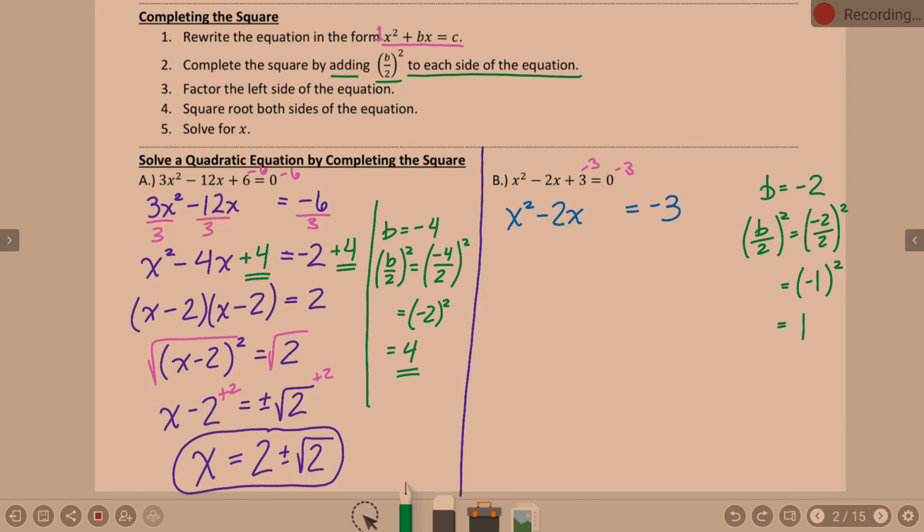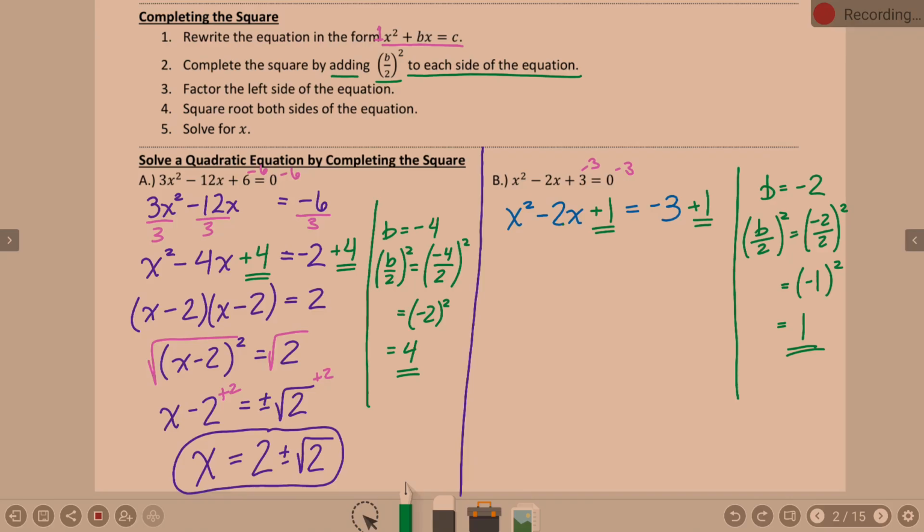Okay. So now, what do I do with this 1? Complete the square by adding b over 2 squared to each side of the equation. So, plus 1, plus 1. Okay? You see why I'm leaving the gap, right? Not that you couldn't erase, not that you couldn't just write another line, but that's why I start leaving a gap. Okay? Step 2, check it off your list.